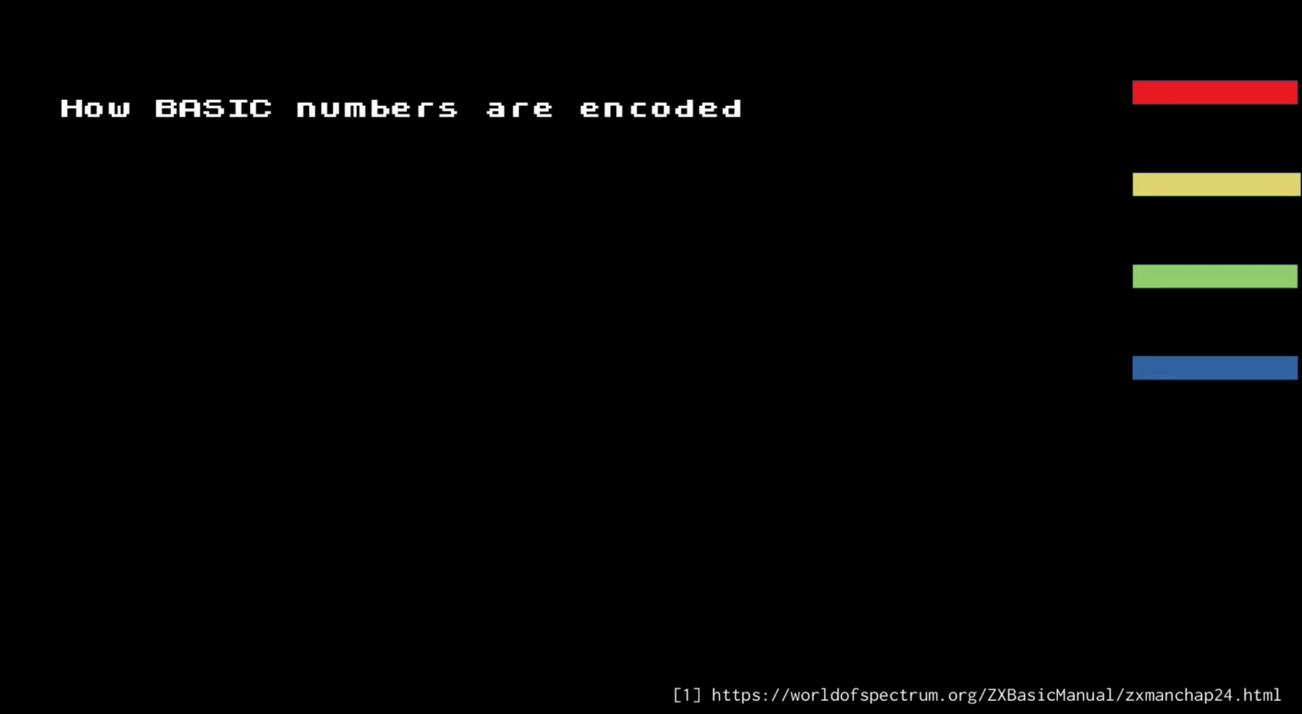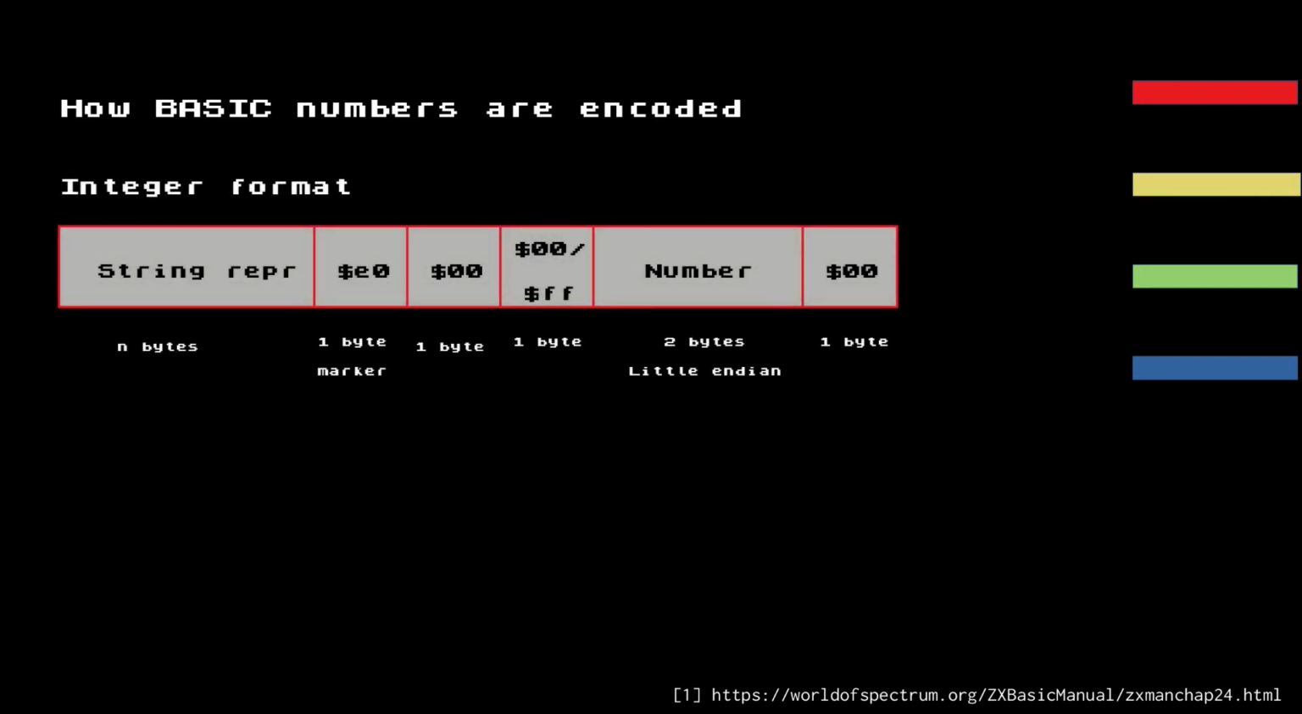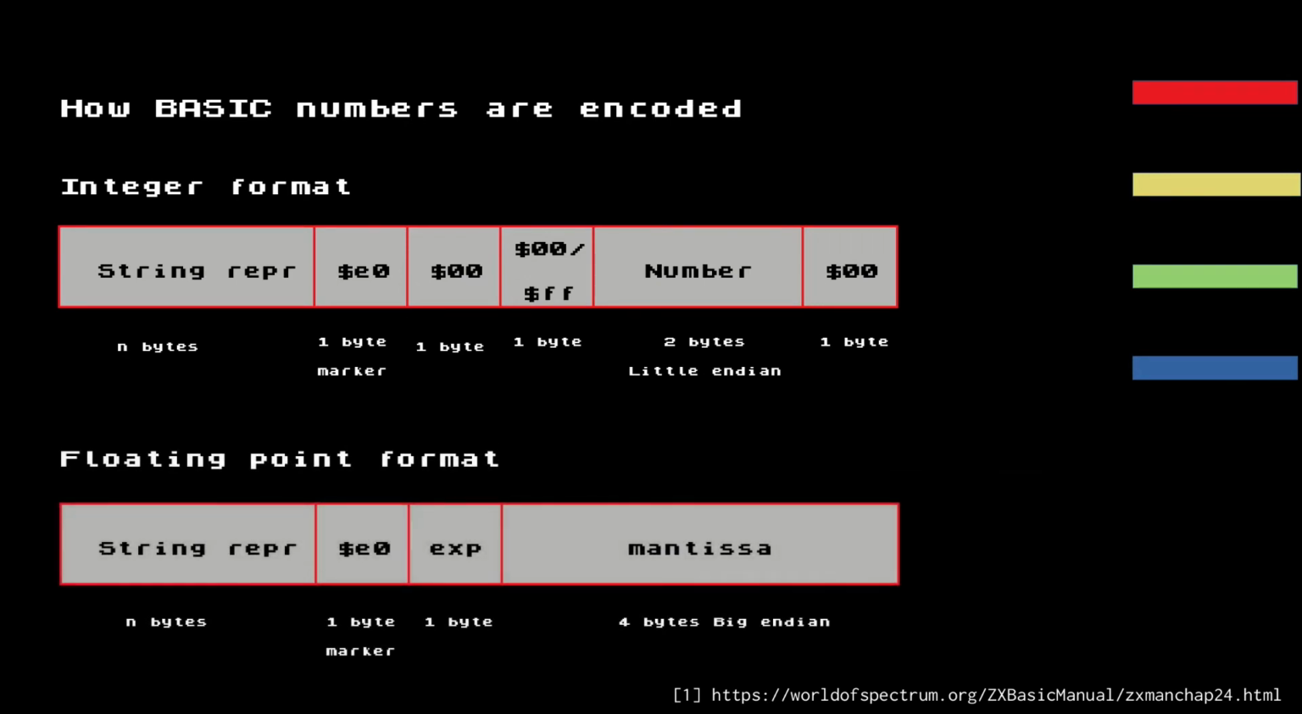This is how numbers are encoded within tokenized BASIC lines. For integers, it starts with the characters for the string representation, followed by the number marker hexadecimal E0. Then comes a 0 byte, then a byte for the sign, which is FF for negative numbers, the integer number itself as 2 bytes in little endian format, and finally a 0 byte. A floating point number starts with the string representation and the E0 number marker, and then 5 bytes for the binary representation, where the first byte represents the exponent, and the last 4 bytes represent the mantissa in base 2, encoded in big endian format.